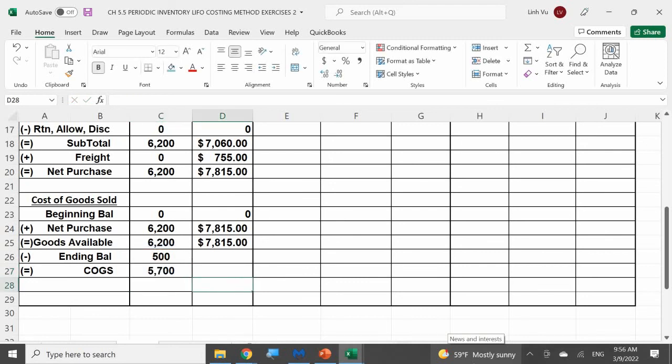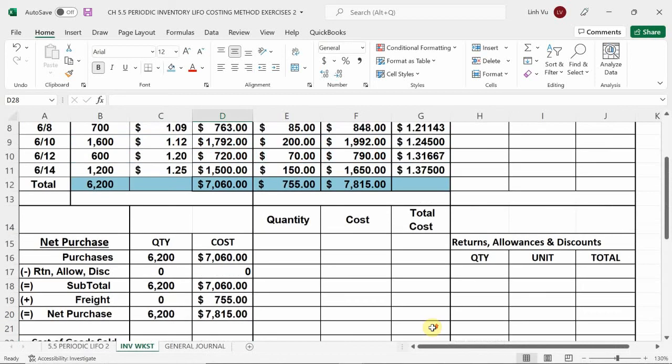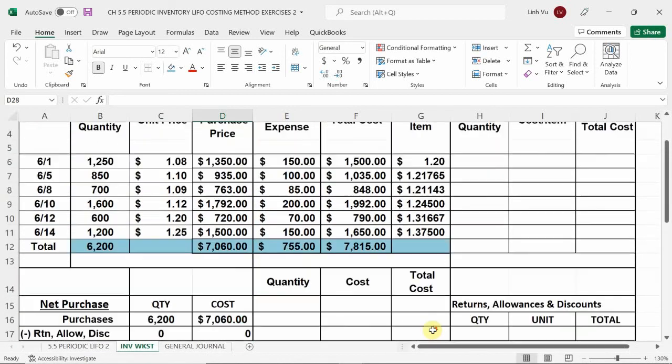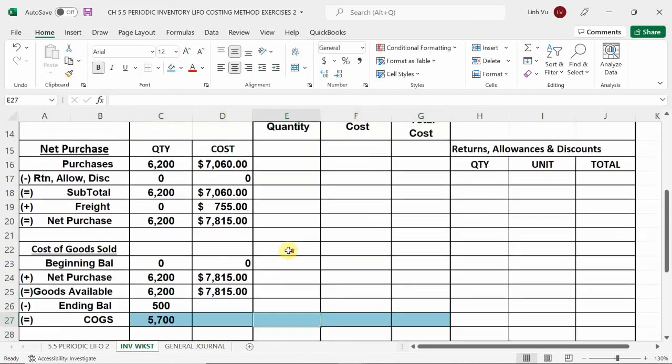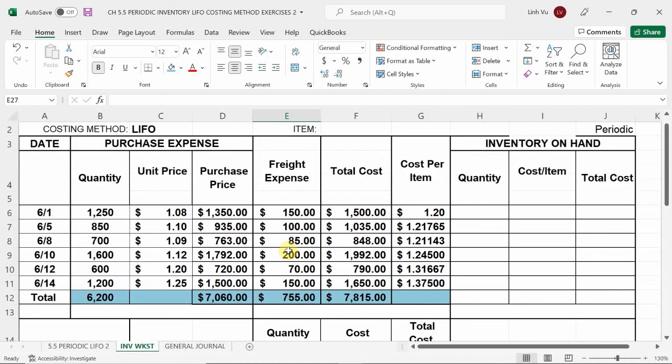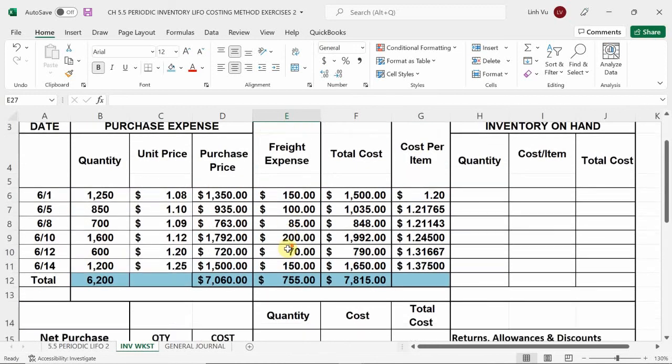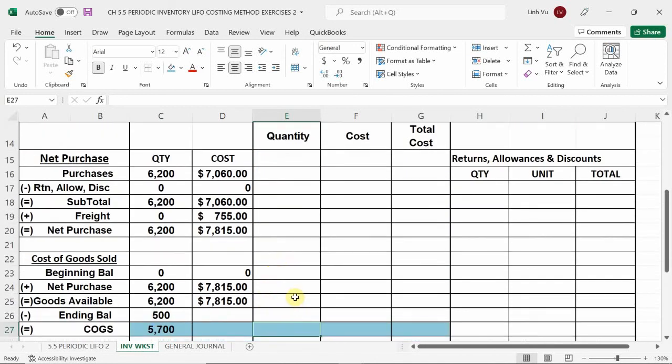$5,700. Okay, so then let's go ahead and use the LIFO concept here. I need to solve for my total cost of goods sold. Let me see, how many batches of inventory do I have? 2, 4, 6. So let's put my cost of goods sold table here.